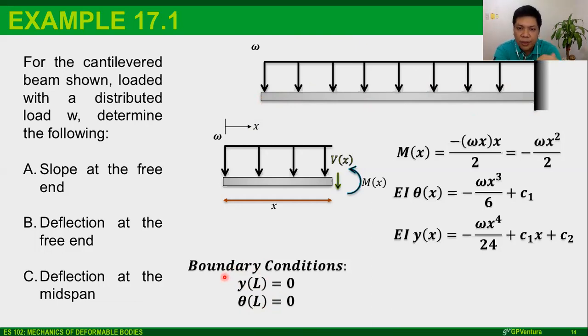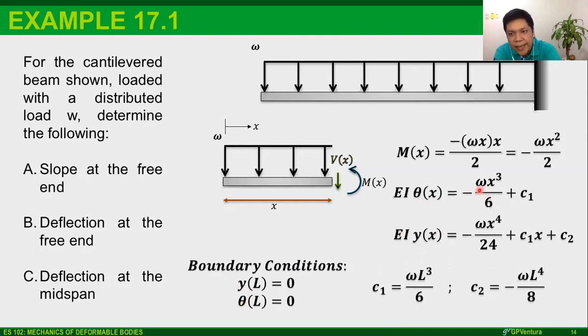Now, therefore, if I substitute, for example, here in my second equation, x equal to L, negative omega L cubed over 6 plus C1 is equal to 0. I solve C1 is equal to omega L cubed over 6. Then, I know that the deflection at L, so dito naman sa third equation, is equal to 0. So negative omega, x equal to L, to the 4th over 24.